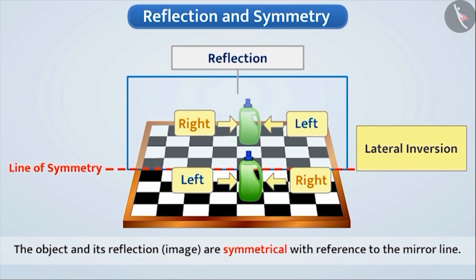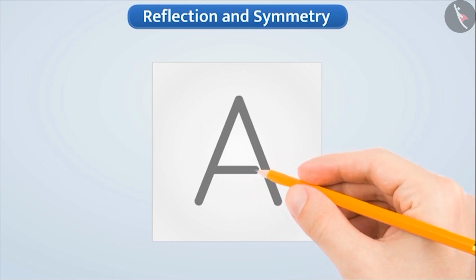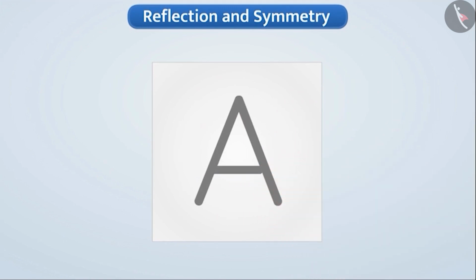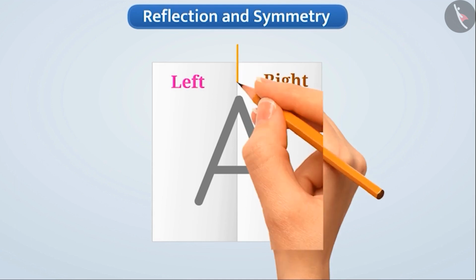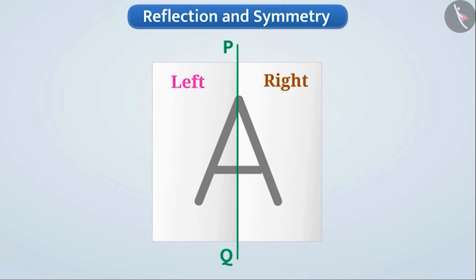Let's understand it more comprehensively. Suppose we draw letter A on a piece of paper. If we fold this paper from the middle in this way, we will get two equal parts of A, the left part and the right part. Let us give the name PQ to the line formed by folding the paper.